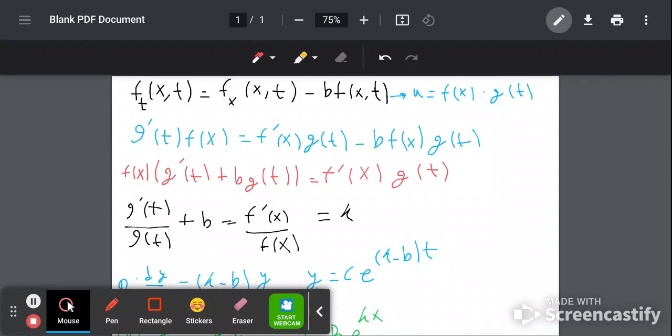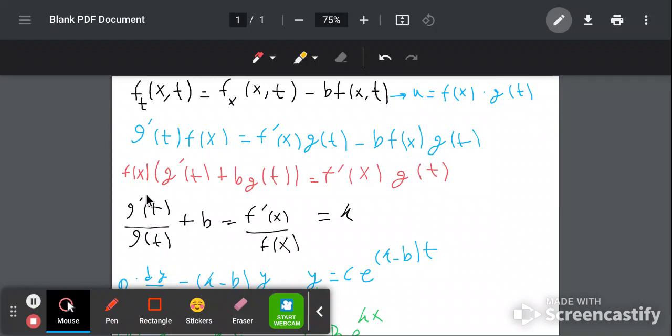Now, a key part of separation of variables is to have all the variables of one kind on one side and the other variables on the other side. So what I'm going to do is divide both sides by f of x and also by g of t. In this way, I can get rid of the f of x on the left-hand side and the g of t on the right-hand side. And if I do, the left-hand side will be all in terms of t, and the right-hand side would be all in terms of x.